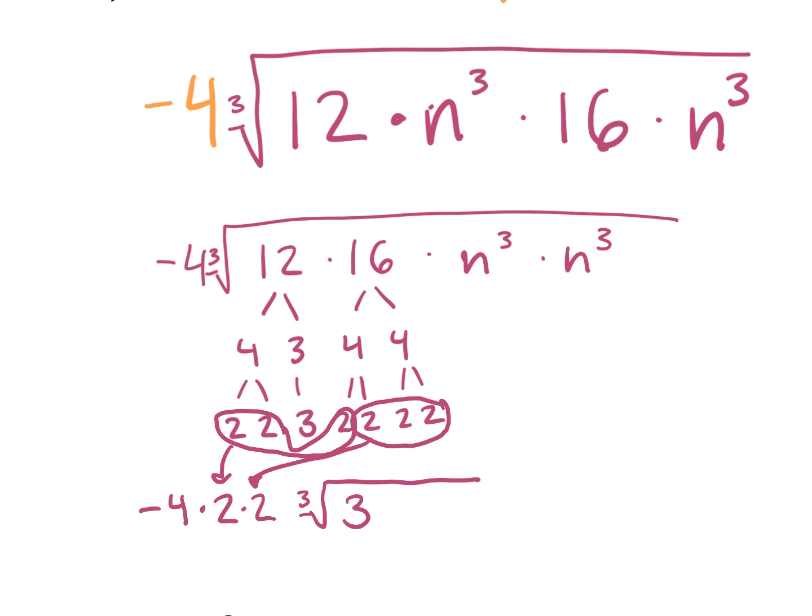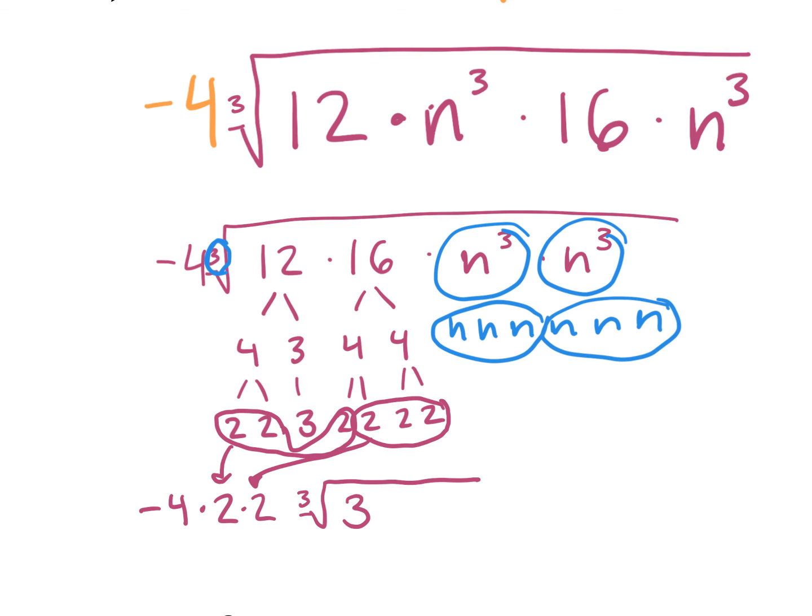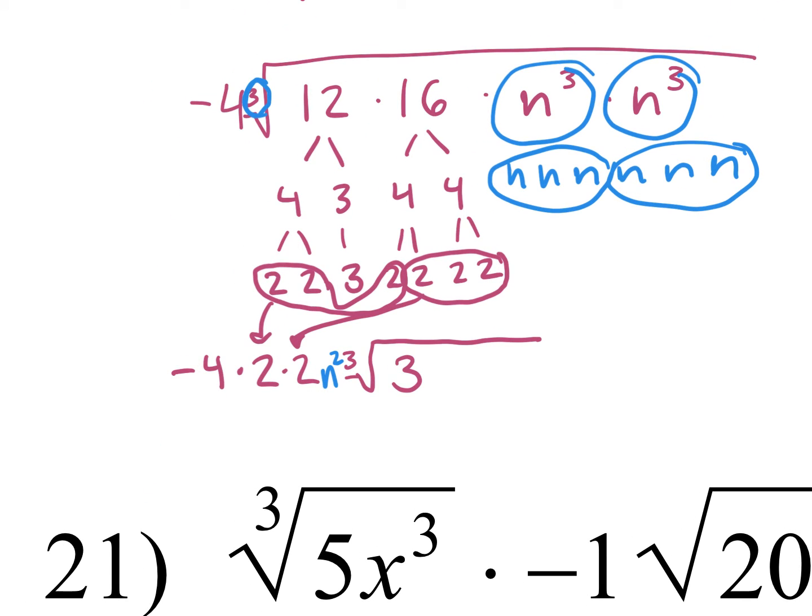Now let's do the same thing with my n's. How many n's here do I have? 3. So n times n times n. And how many n's here do I have? 3. So how many n's total? 6. But I'm circling groups of what? Groups of 3. So I have 3 here and 3 here. So how many n's do I take to the outside? 2. Do any stay on the inside? Nope. I circled everything, so it all came out.